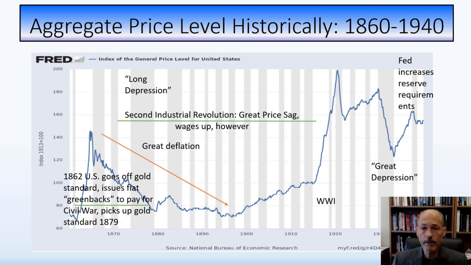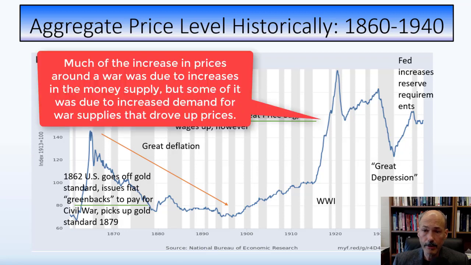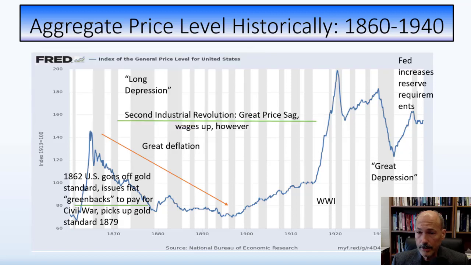So now let's go back to the graph here. We see the great sag, where we had the second industrial revolution. Wages were up, however, but look at prices sagging. And then right around World War One, we see a tremendous increase in the price level. Well, again, that's the increasing of the money supply and prices going up because of that to pay for the war. And then we see a Great Depression. And then a few more bars.